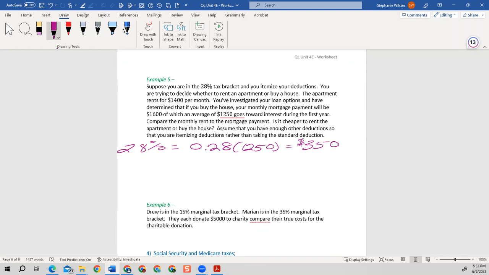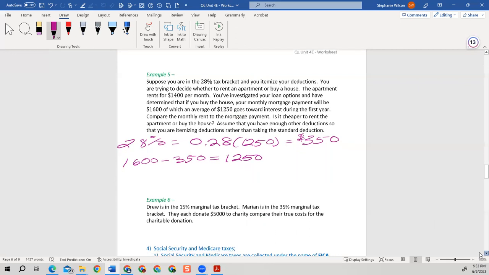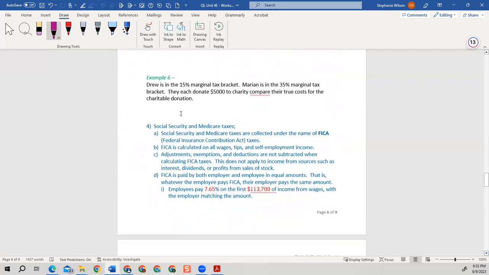So you can take that $1,600 minus that $350, and the result is $1,250, the payment minus your tax savings, right? So even though the mortgage payment is $200 higher than the rent, the true cost to you is about $150 per month less, because of the tax savings you get from the mortgage interest whenever you buy. Okay, so that is the answer. It's basically talking you through finding the difference.